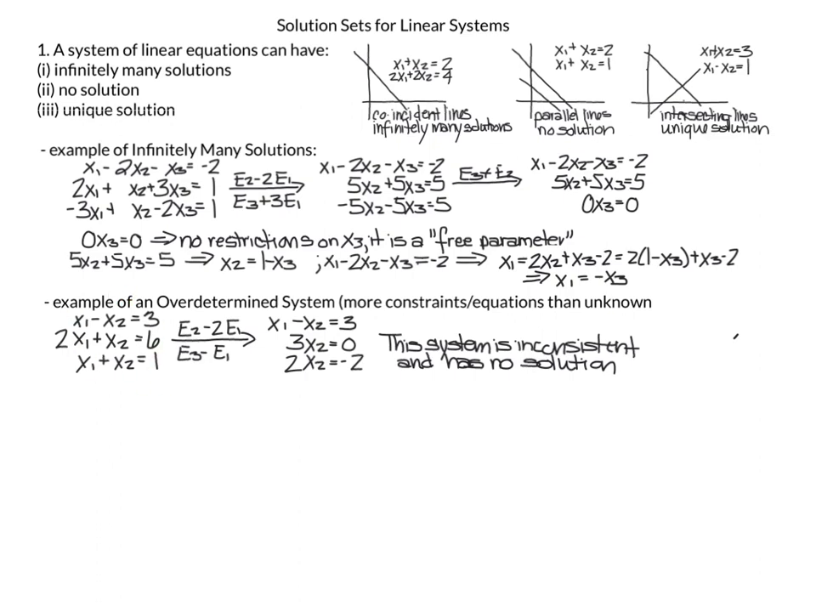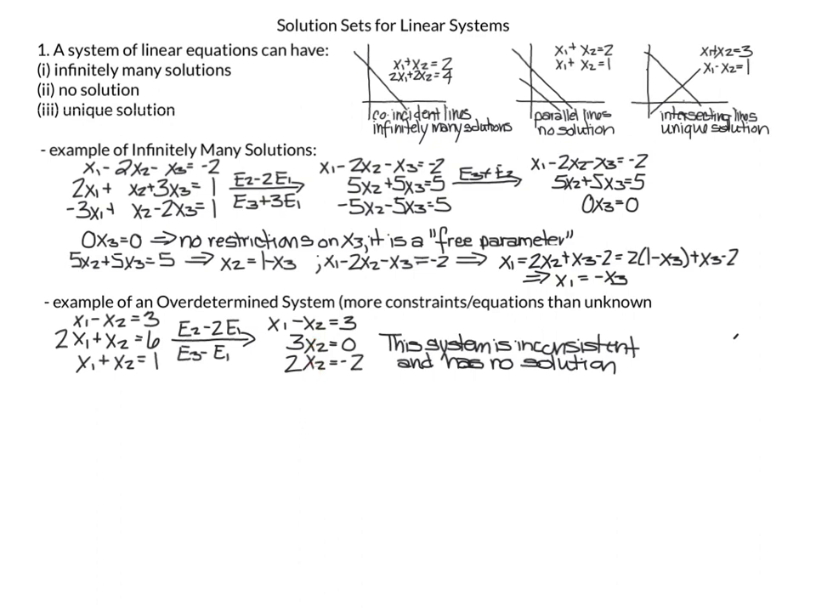So first, again, for our notation, our second equation, E2, is replaced by E2 minus 2E1. So here for the second equation, I have 3x2 equals 0. And our third equation now is replaced by E3 minus E1, so that will give us 2x2 equals minus 2. So this system is inconsistent because here the second equation will require that x2 equals 0, whereas the third equation would require x2 to be equal to negative 1.